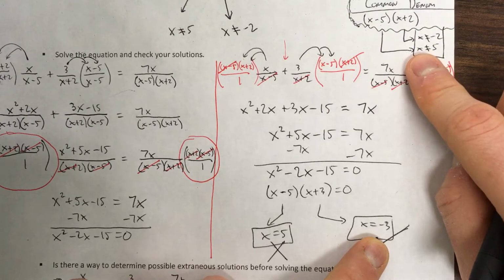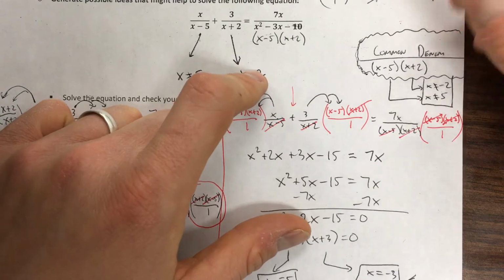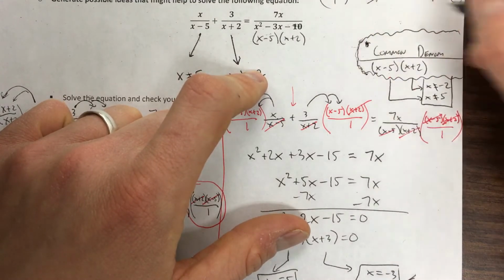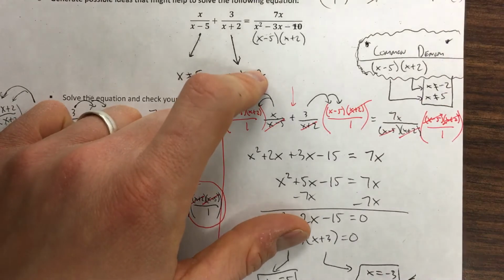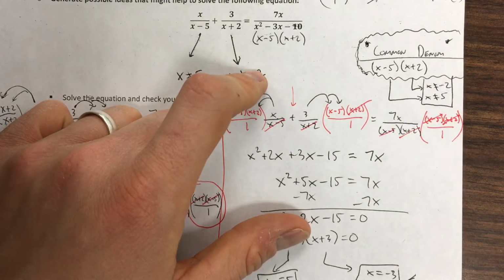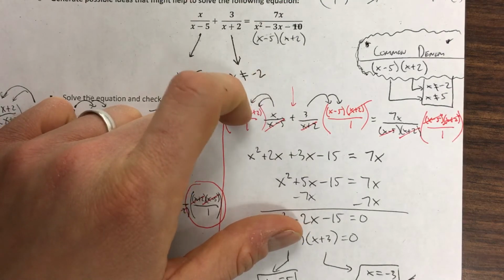So this is a good thing to do by looking at our common denominator. Our common denominator is key for these types of equations. If we can figure out our common denominator initially, it tells us what x cannot equal, and it also tells us what we can multiply everything by to get everything out of our denominator. So it's a great thing.